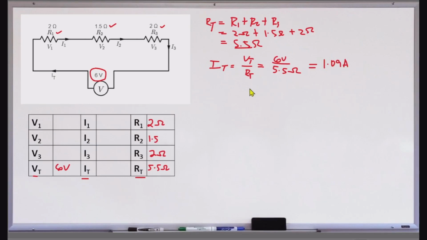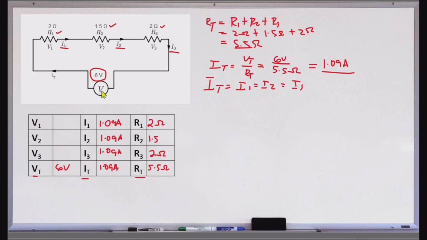ampere. Now, in a series circuit, the rule for the flow of current is that the total amount of current is also the same as the individual current flowing in each of the components. So that means that the total current is equal to I sub 1, equal to I sub 2, equal to I sub 3. So now we can plug in the computed value, which is 1.09 ampere. They're all the same, 1.09 ampere, 1.09 ampere, 1.09 ampere.